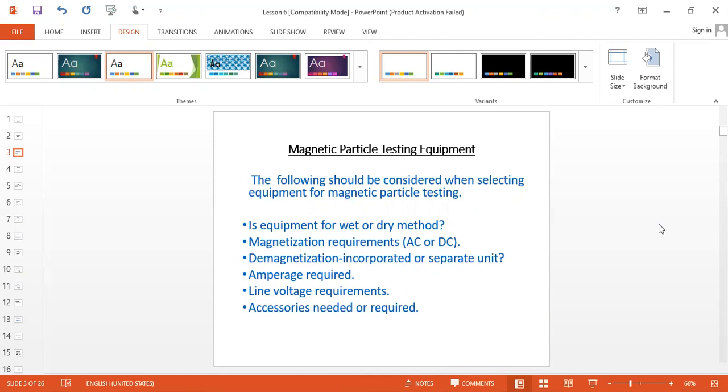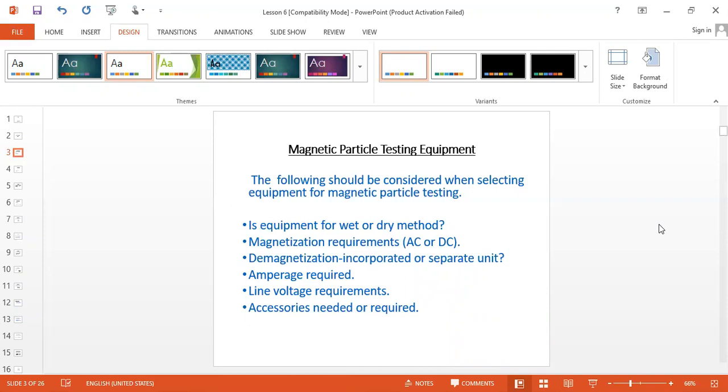So, magnetic particle testing equipment: the following should be considered when selecting equipment for magnetic particle testing. Is the equipment for wet method or dry method? A magnetization requirement, either AC current or HWDC current or DC current. Is demagnetization incorporated, or is a separate unit necessary? Then amperage required, because for low amperage we can make movable equipment.